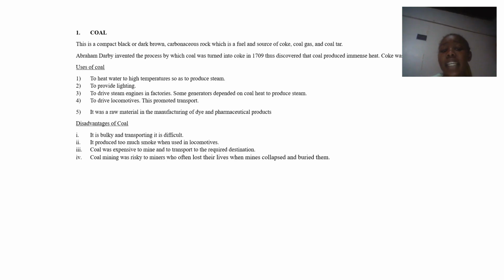Then we look at the disadvantages of coal. It's bulky and transporting it is difficult because it's heavy. It produced too much smoke when used in locomotives. Coal was expensive to mine and to transport to the required destination, making it a challenge. Coal mining was risky to miners, who often lost their lives when mines collapsed and buried them.